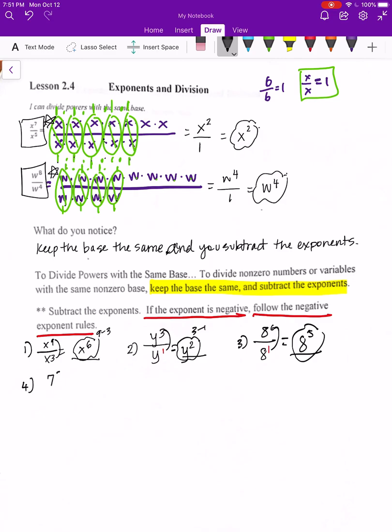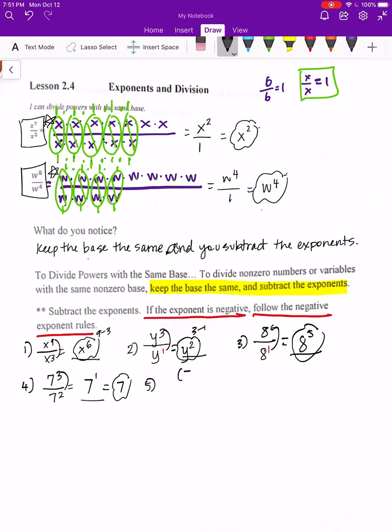How about 7 to the 3rd over 7 to the 2nd? So that would be 7, and then 3 minus 2 is 1. Now, do we usually have 7 to the 1st power? Not usually. Usually it's just plain old 7. Okay, so let me take it up a notch.